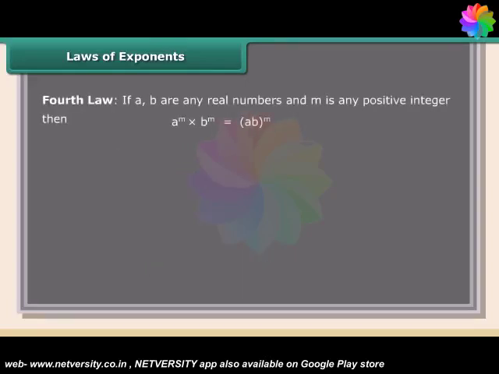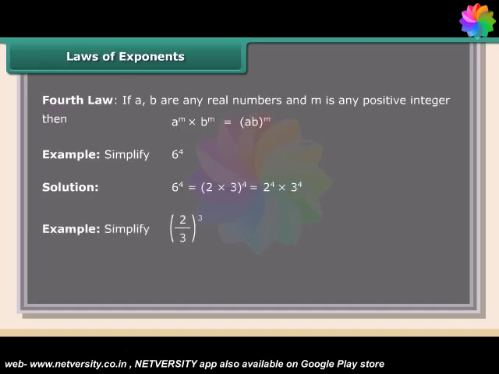Fourth law: if a, b are any real numbers and m is any positive integer, then a^m into b^m is equal to (ab)^m. Example: simplify 6^4. Solution: 6^4 is equal to (2 into 3)^4, which is equal to 2^4 into 3^4.